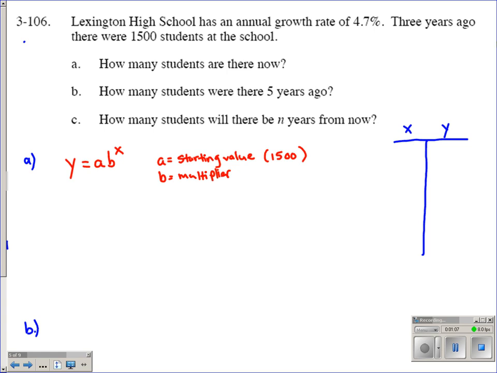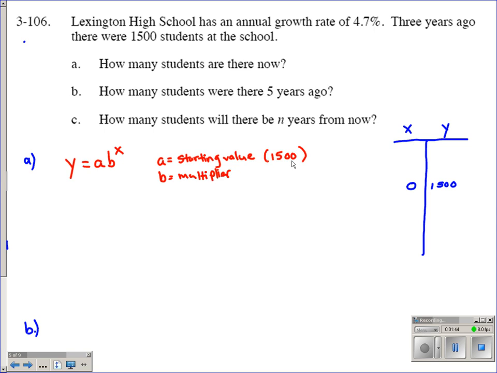Well, if we know that 3 years ago there were 1,500 students at the school, I'm going to treat that as my starting point here. So I'm going to say at 0 years, x being the number of years since our starting point. We don't know exactly what year that is, but I'm just using 0 to signify where we're starting. So x represents the number of years, and y represents our student population, so I'm going to put 1,500 in as my population there.